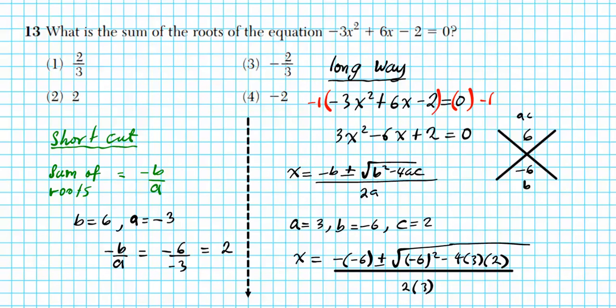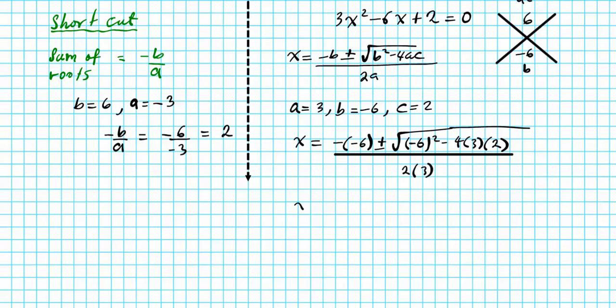All right, let's go ahead and simplify it further. So we have x equals 6 plus or minus the square root of negative 6 squared, which is positive 36, minus 4 times 3 is 12 times 2 is 24, over 6. Let's just keep it together. So 6 plus or minus the square root of 36 minus 24, which is 12, root 12 over 6.